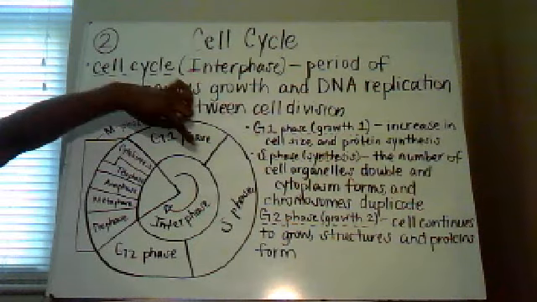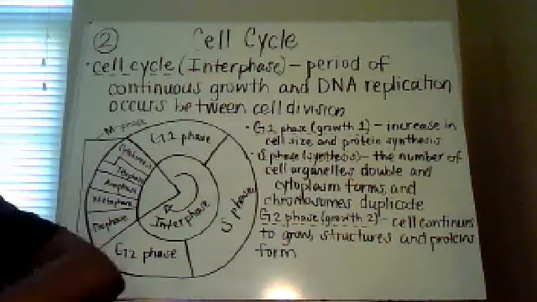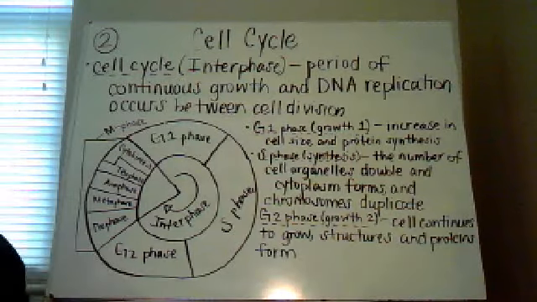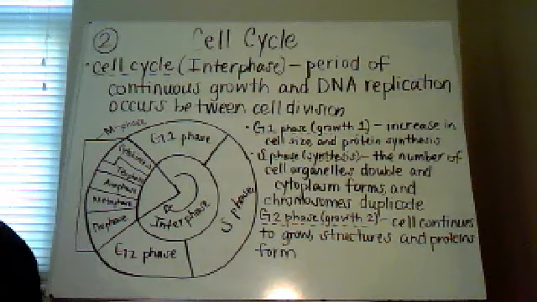G1 phase is growth 1. It increases the cell size and protein synthesis. S phase is synthesis. It's when the number of cell organelles doubles and the cytoplasm forms, and the chromosomes are going to duplicate here. G2 phase is growth 2. This is when the cell is going to continue to grow. Structures like your cell organelles and proteins are then formed.